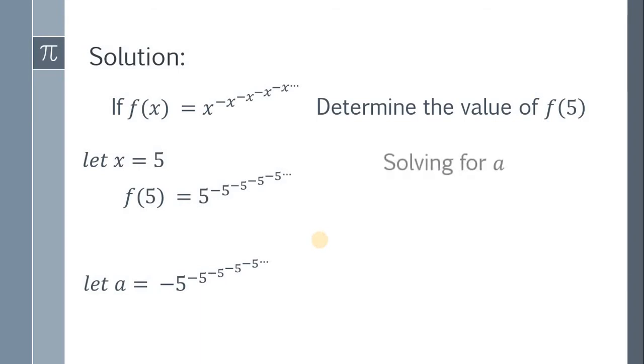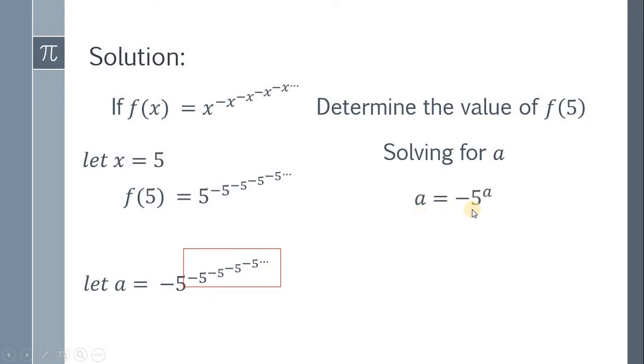Next we need to solve for the value of a. But notice that the exponent of negative 5 is a. Therefore, we have a equals negative 5 raised to a. Next, divide both sides by negative 5 raised to a. We have negative a times 5 raised to negative a equals 1. Applying laws of exponent. Next, apply the laws of logarithm.